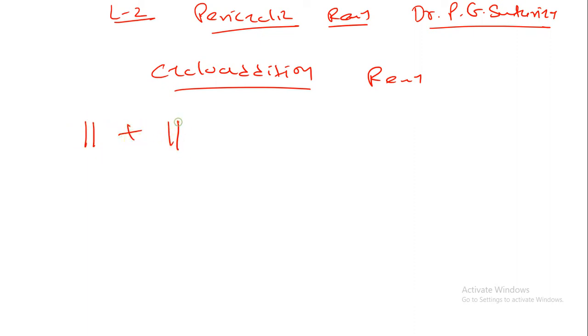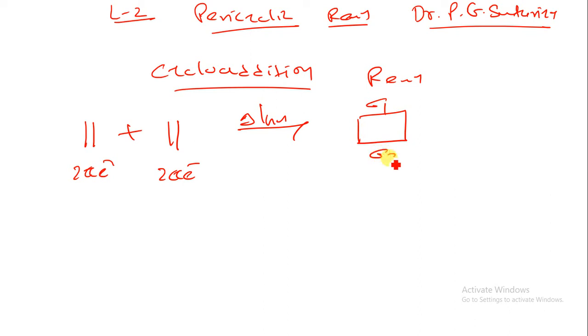If you are having an ethene molecule, this is having 2 pi electrons, okay, this is also having 2 pi electrons. When this pi bond is broken down by the help of thermal or photochemical condition, you will have a cyclobutane by the formation of two sigma bonds, that is sigma 1 and sigma 2. Now this type of reaction is known as cycloaddition reaction. This is a 2 plus 2 cycloaddition reaction.